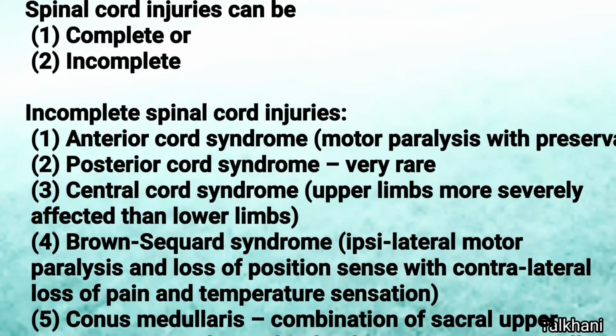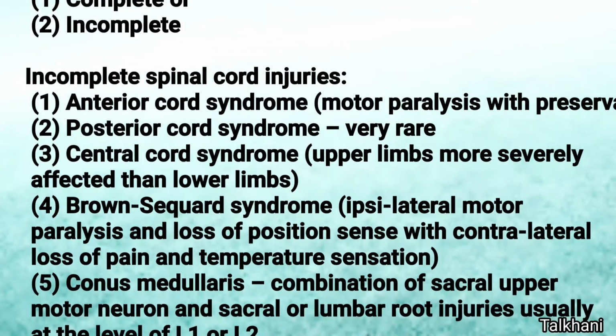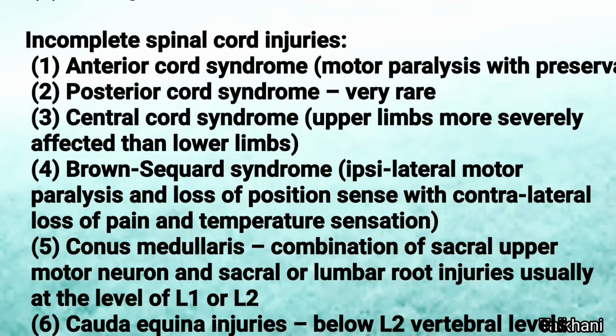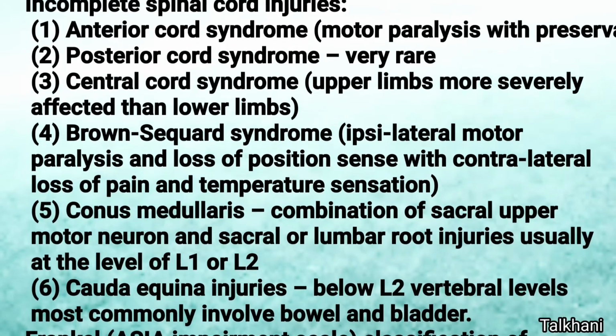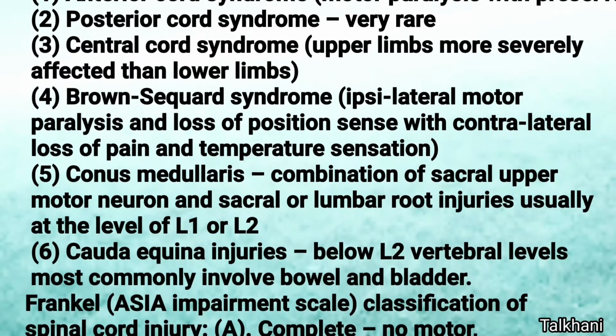Number 5. Conus medullaris is combination of sacral upper motor neuron and sacral or lumbar root injuries, usually at the level of L1-2. Number 6. Cauda equina injuries are below L2 vertebral levels, most commonly involve bowel and bladder function.